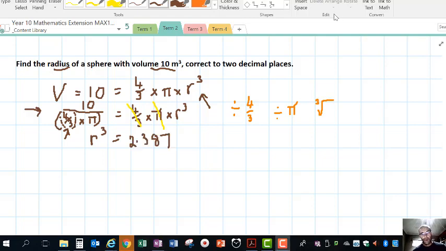So I've taken it to 3 decimal places here. You wouldn't want to take any fewer than that because you've got to have accurate to 2 decimal places by the time you get to the answer. And the last step, as I said, is to take the cube root of both sides. So if we take the cube root of r cubed, we get just r, and we have to take the cube root of the other side as well. So cube root of 2.387 is next. And by doing that, we get 1.34 meters for the radius.